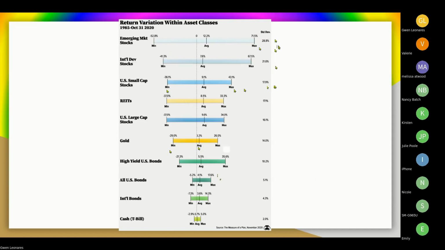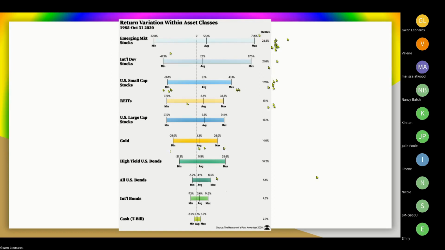This one's international developed stocks, stocks in countries that are more developed. Once again, it's on a riskier scale, but you might make more money. US small cap stocks, an average of 9.1%, but it's stocks which are more risky, so 43 to minus 36. REITs are real estate, and they usually mean corporate real estate, not individual houses.